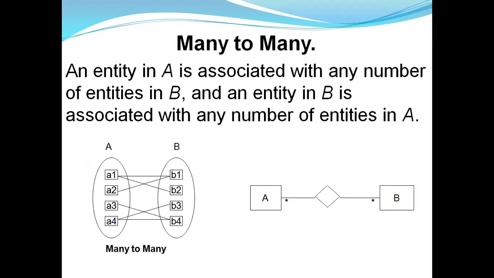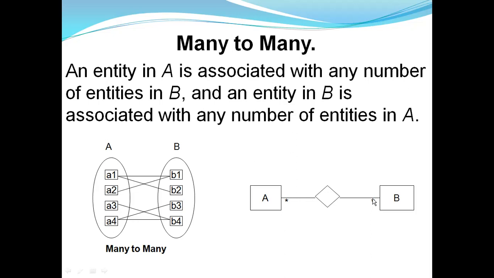Last is called many to many. An entity in A is associated with any number of entities in B, and an entity in B is associated with any number of entities in A, considered as many to many. Very simple here. So simply you can say that A1 is related with B1 also, A1 is related with B2 also, whereas B1 is related with A1 also, and B2 is also related with A1 also. Many to many. Here is also the star, asterisk.